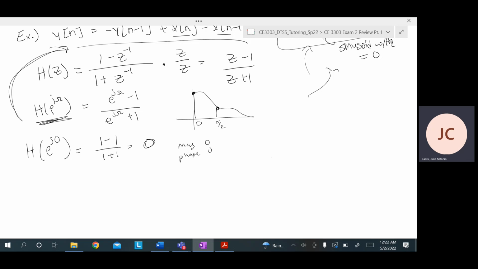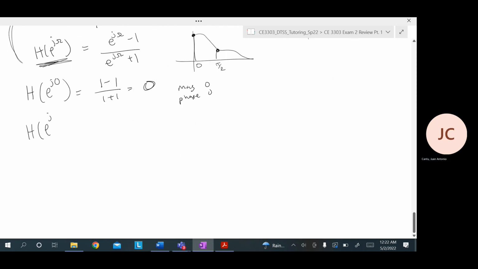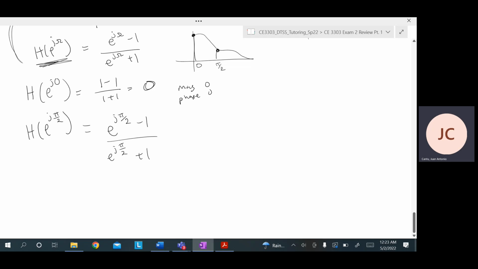That's how that changed. Now we need to figure out what's happening at frequency pi halves, so e to the j pi halves. So we'll get e to the j pi halves minus 1 over e to the j pi halves plus 1. So let's go ahead and try to simplify this. We end up getting, let's see. Okay, so yeah, the best way to simplify this is going to be, how did I do this? Right, okay. So we're going to have to recall this.